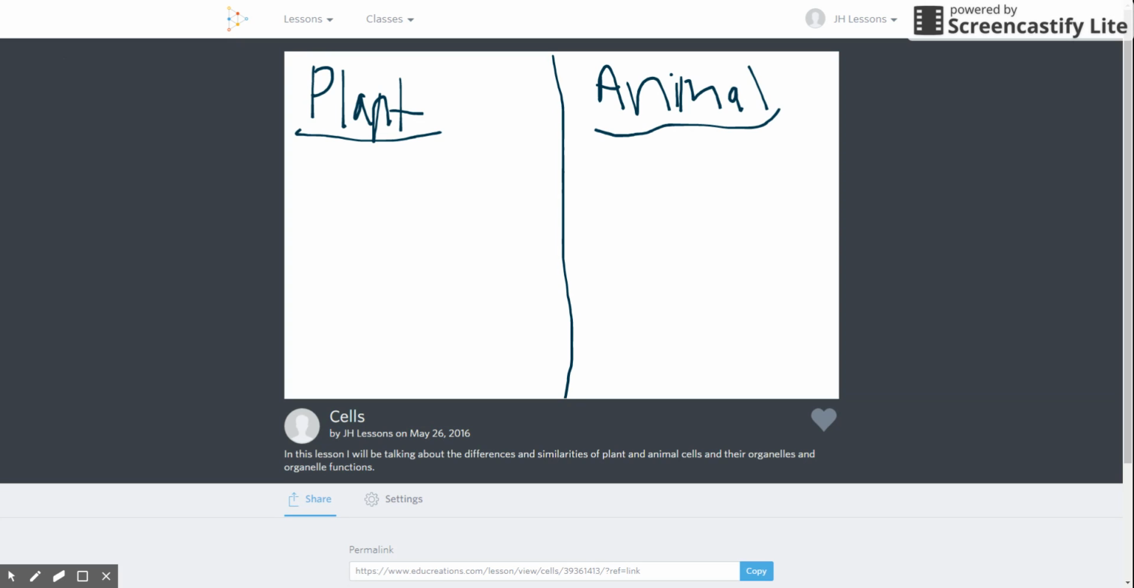Plants have this thick, hard outer shell called the cell wall. This gives the plant cells its shape and its structure. This is unlike animal cells. Animal cells do not have a cell wall. Plant cells are rectangular, while animal cells don't really have a shape. The cell wall is why plants have a rectangular shape and animals do not.